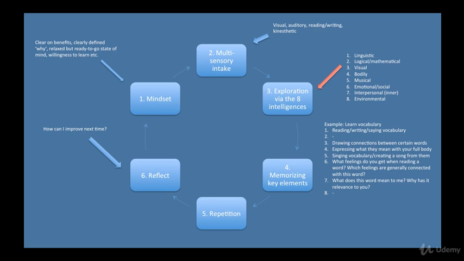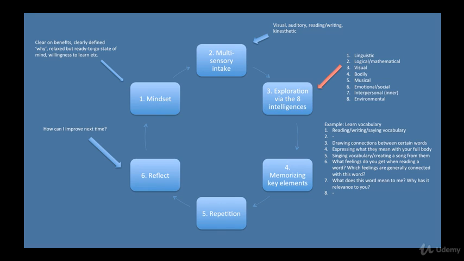That, for instance, would work together with your third intelligence, which is the visual intelligence. So we would basically focus on the visual aspect of the vocabulary. You draw connections between certain words, you draw something that perhaps reminds you of these words, and this is just one way you can learn things more quickly, but also get these things to stay in your memory in the long term.